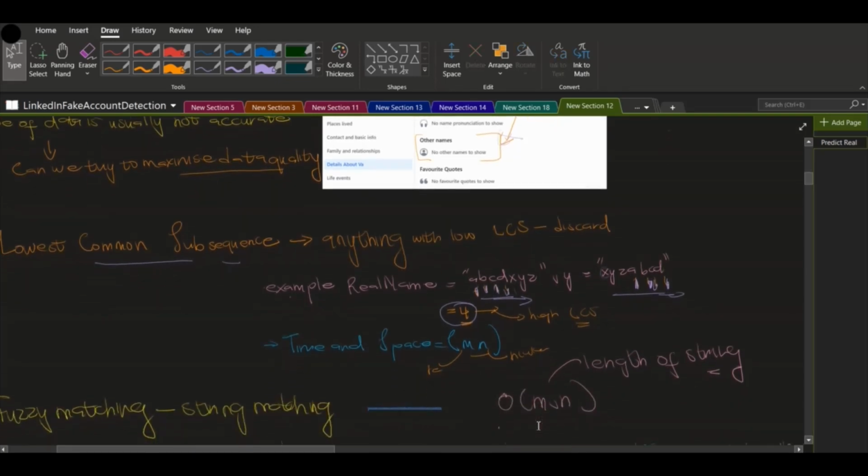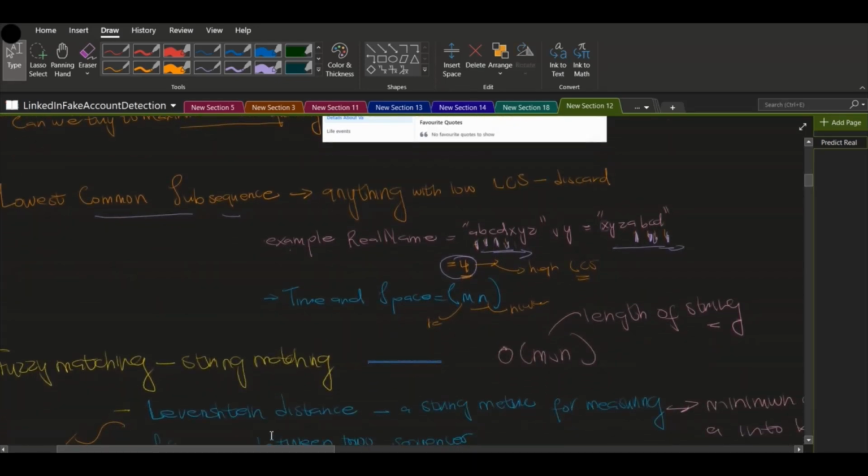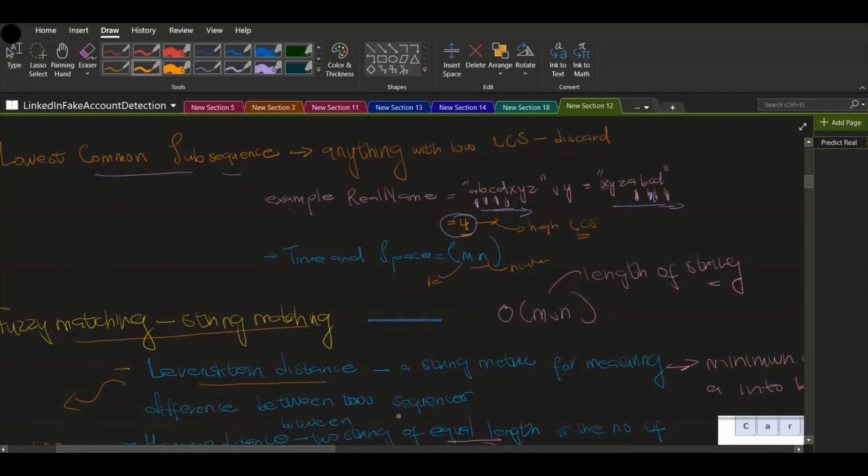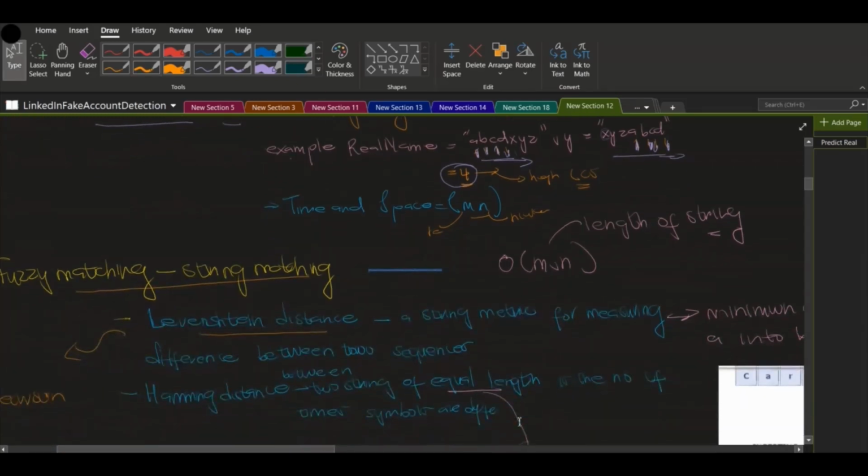There are some more complex techniques that we can leverage, which are also fuzzy string matching algorithms. Fuzzy string matching algorithms, in the background, use computer science algorithms like Levenshtein's distance, which is a string metric for measuring the difference between two sequences. We also have techniques such as Hamming distance.